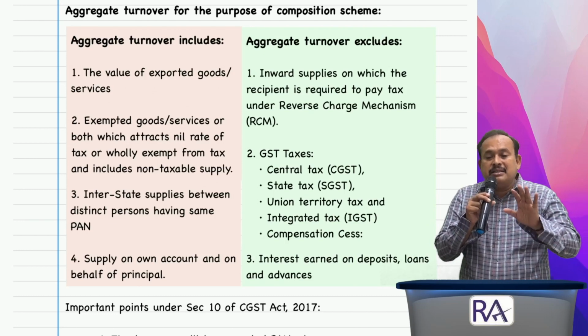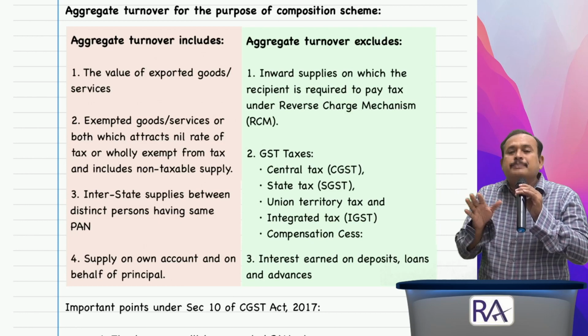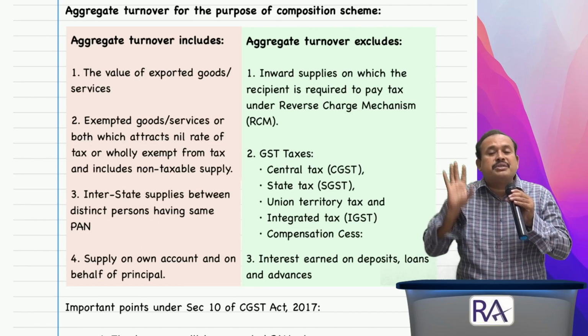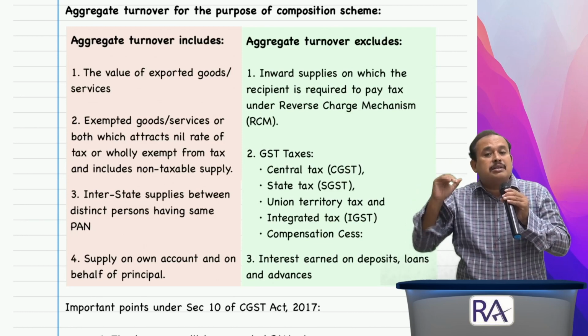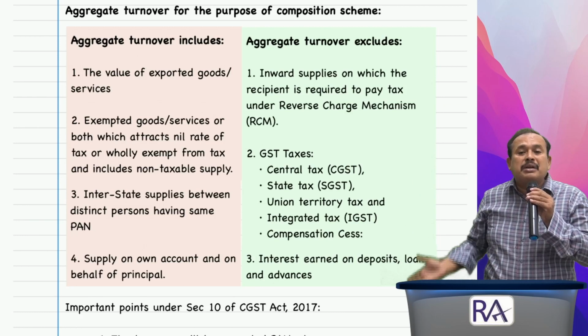I understand that you got a doubt, sir. If it is a non-taxable supply, disqualify. Obviously, I'm telling you the aggregate turnover includes that also. If a non-taxable supply is involved, or interstate outward supply is involved, then you are disqualified from claiming this benefit.